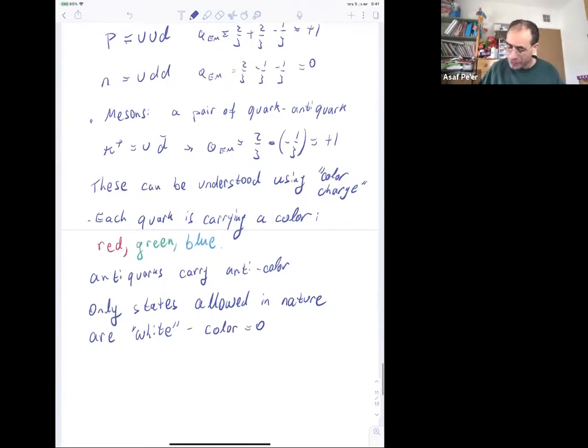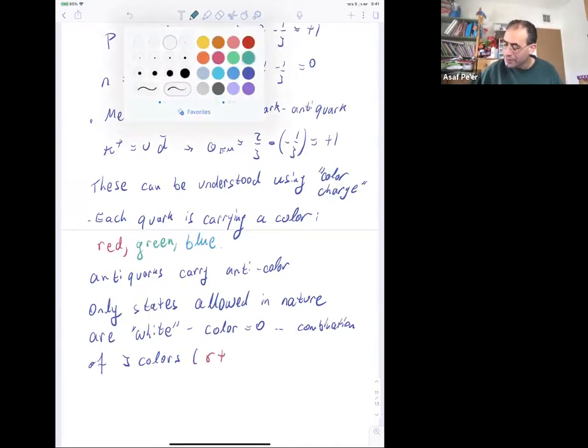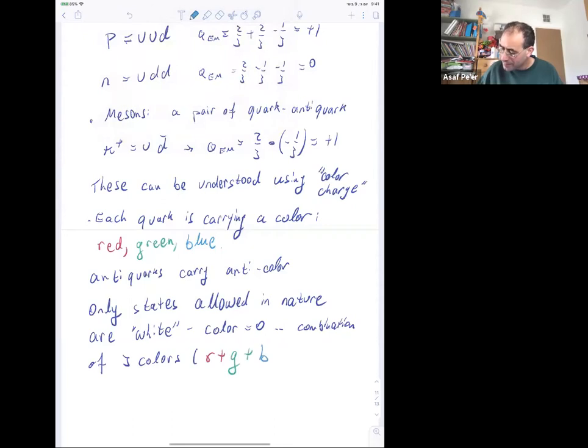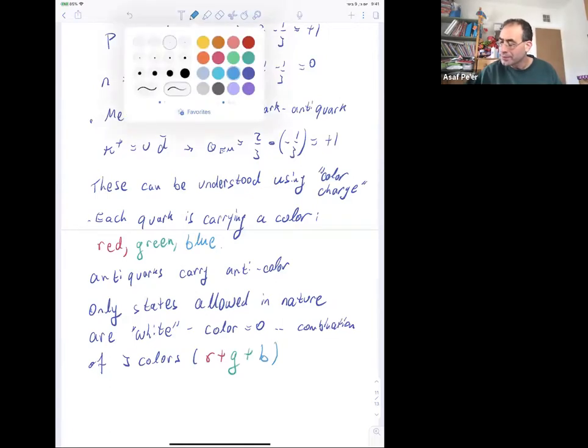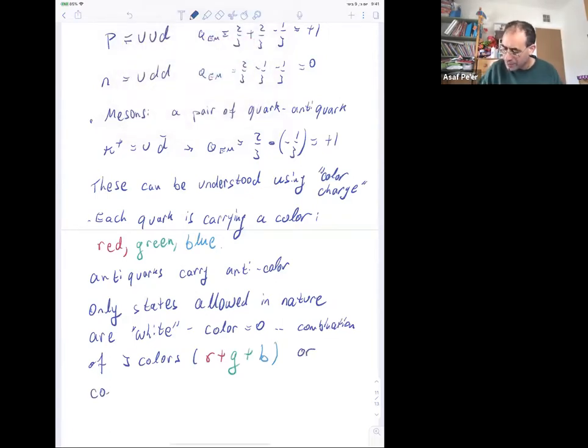Which means that there is a combination of 3 colors, so a red plus a green plus a blue, or a color and an anti-color, such as red plus an anti-red. It gives us white.